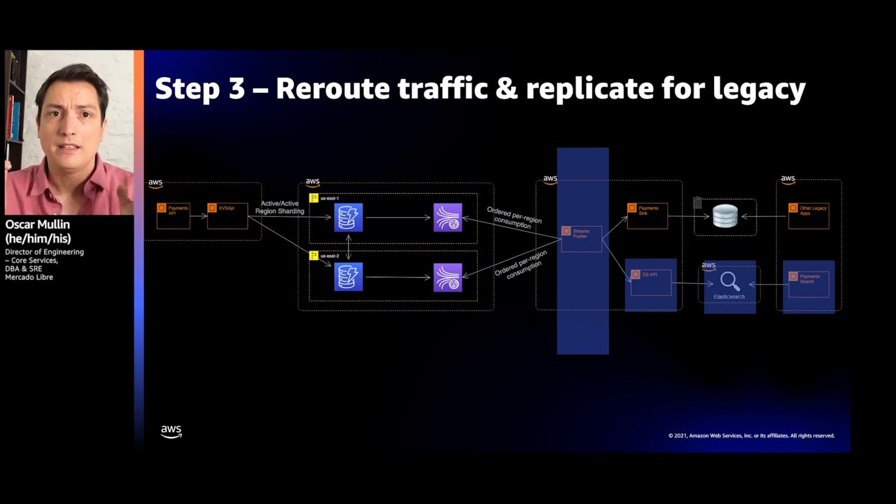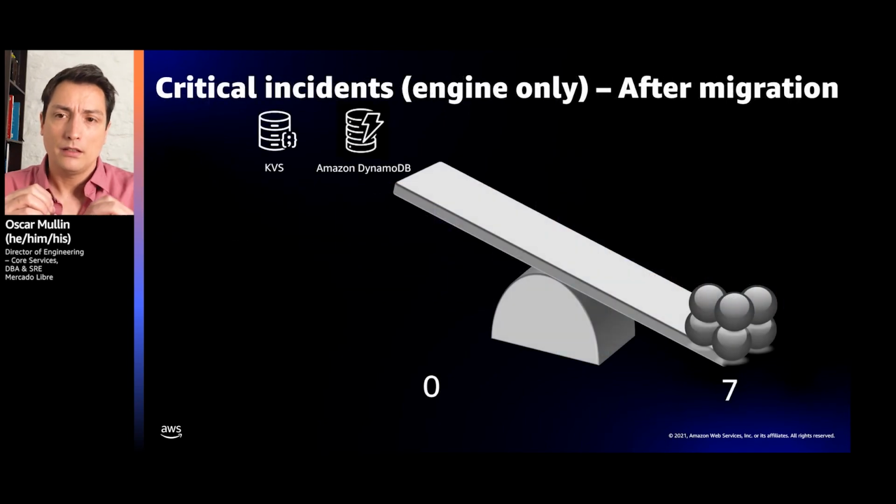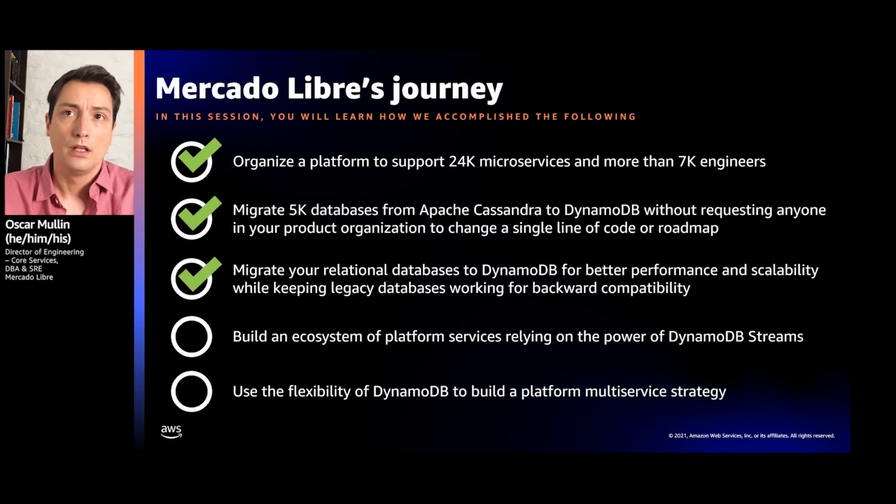We move from having 7 critical incidents that affect our payments to 0 since we moved to DynamoDB and KVS. So that also shows the level of availability we were looking for, even with the increase of traffic. And with that, we complete our second story, and we can go to the third one.